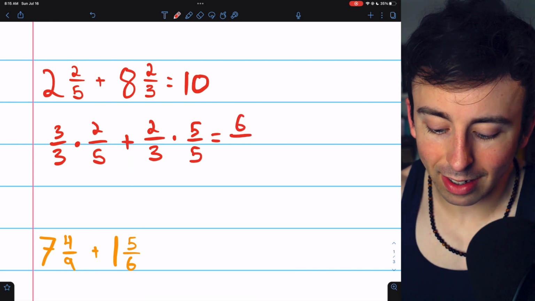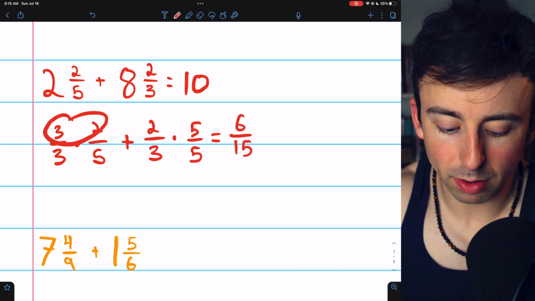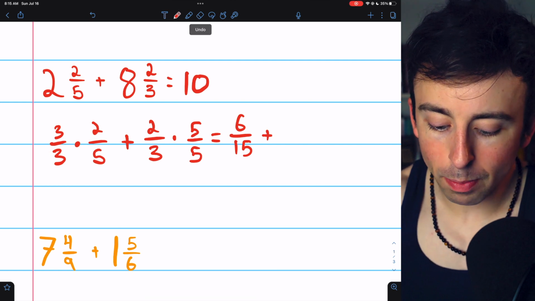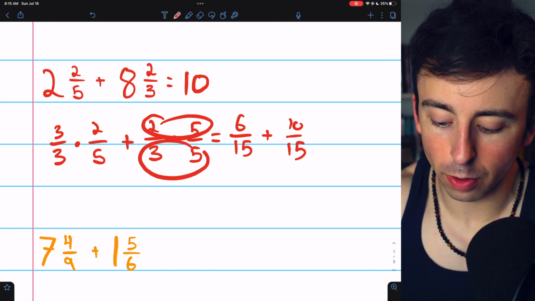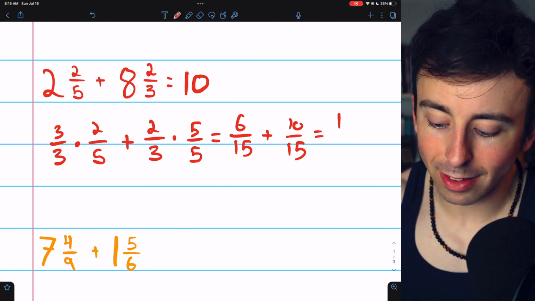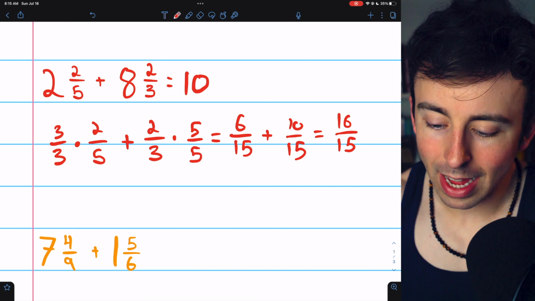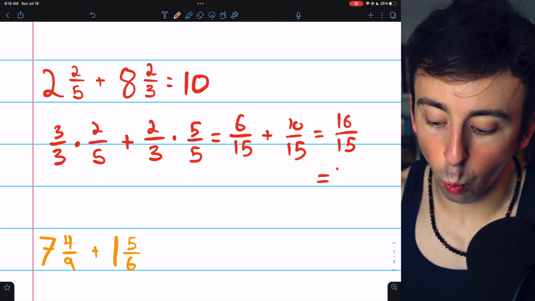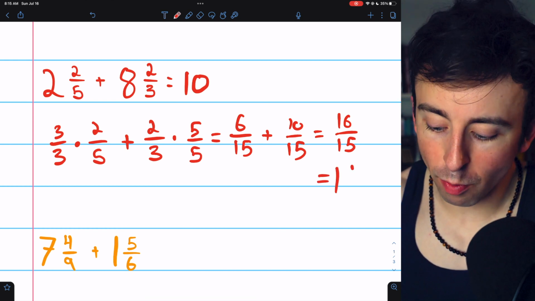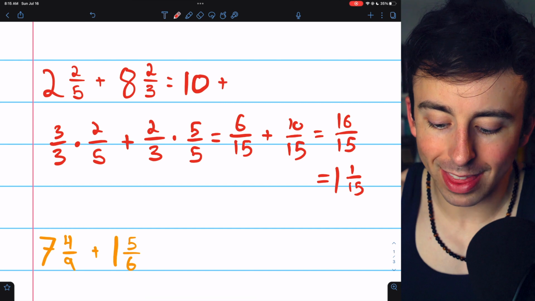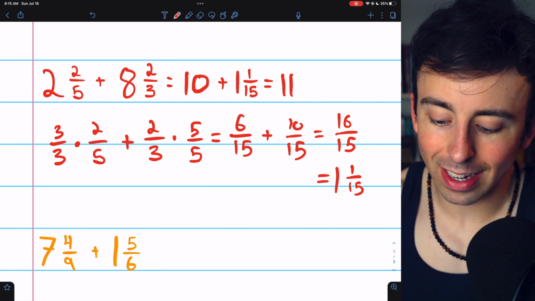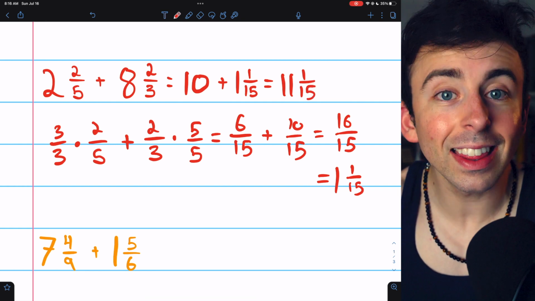This gives us 6 over 15, because 3 times 2 over 3 times 5, plus 10 over 15, because of 2 times 5 over 3 times 5. This adds to 16 over 15, and you may notice that's 1 whole, with 1/15 left over. So all we need to do is add 1 1/15 to 10. We can even write that out, 10 plus 1 1/15. This, of course, is 11 1/15, and that's our answer.